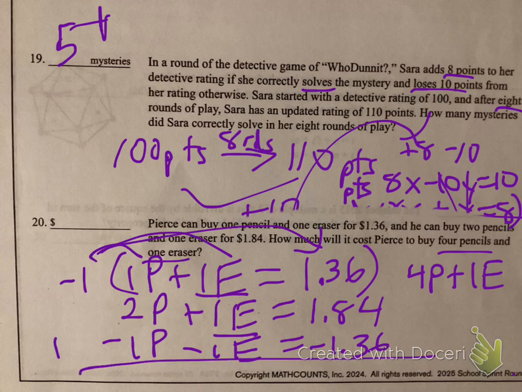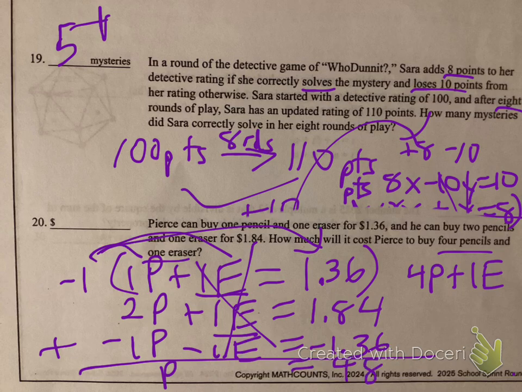Now if I add these 2 equations up, 2p minus 1p is 1p. 1e minus 1e cancels out or eliminates. That's why we did it. And then $1.84 minus $1.36 is going to give us 48 cents. So every pencil is worth 48 cents.